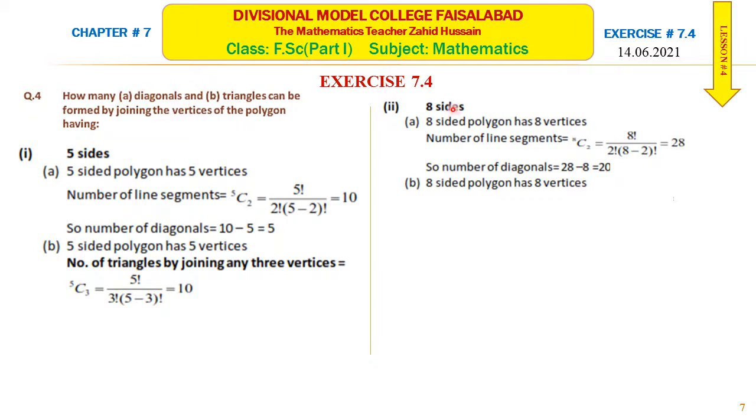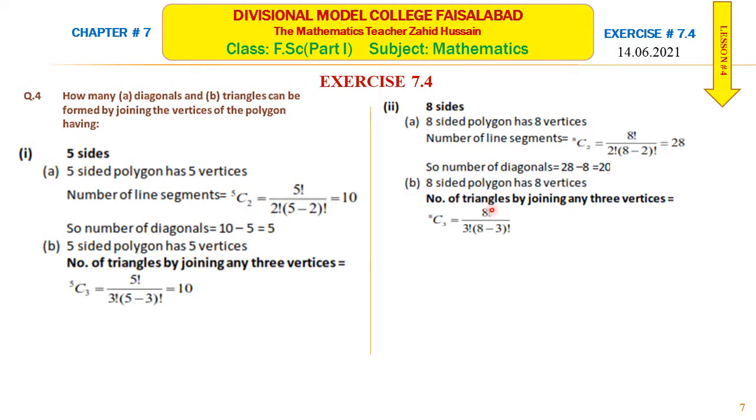Similarly, the 8-sided polygon has 8 vertices, and in making a triangle we need to join 3 out of these. So we will form the combination of 8 taken 3 at a time.